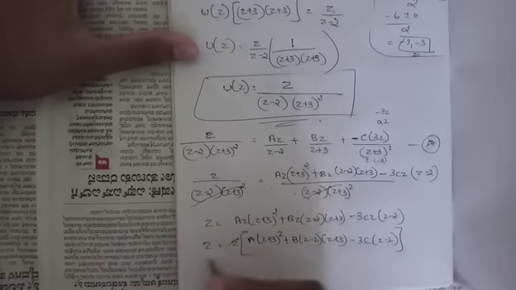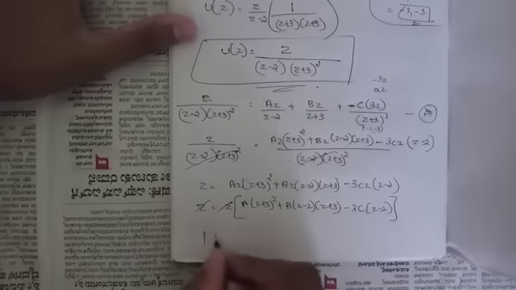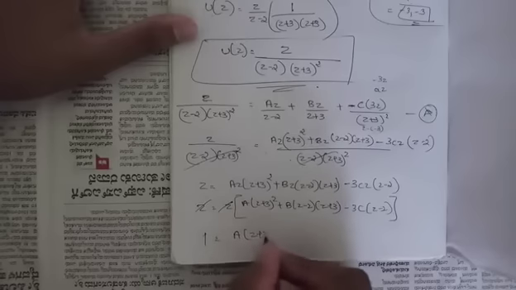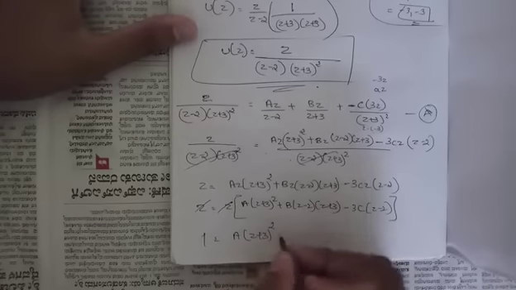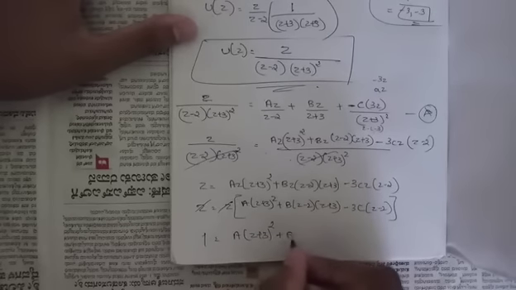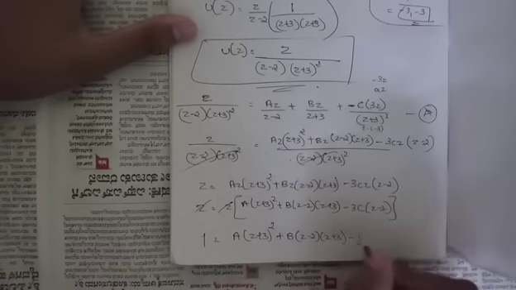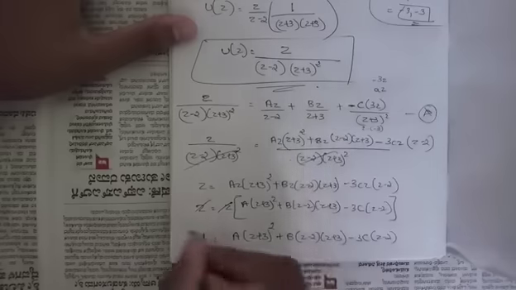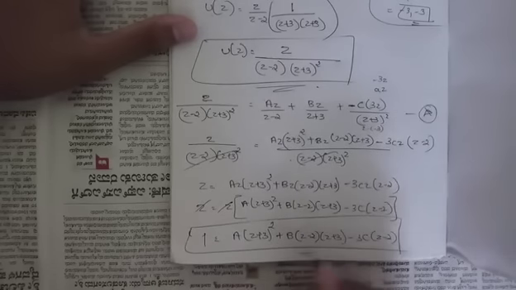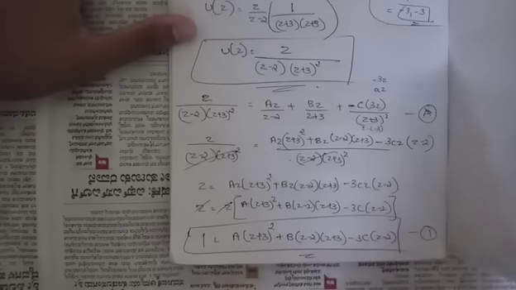Okay, now cancel the z, so the remaining equation we get is a into z plus 3 whole square, b into z minus 2 z plus 3, minus 3c into z minus 2. So this is your equation 1.